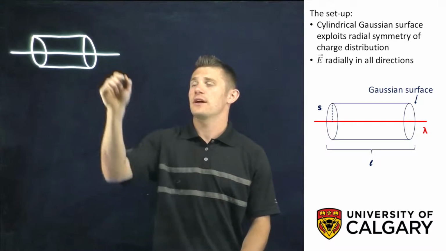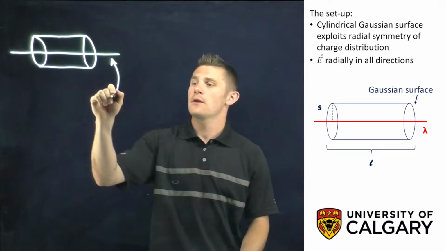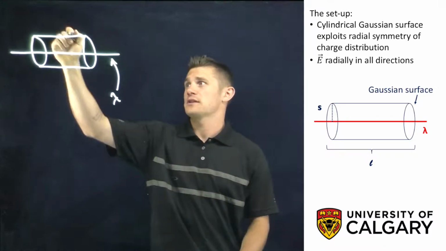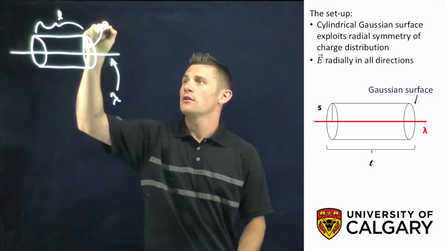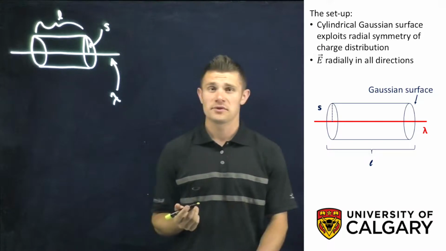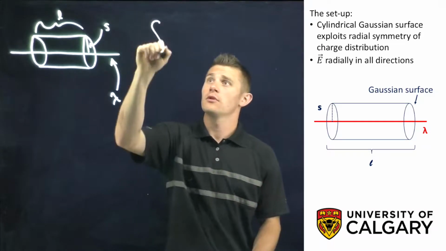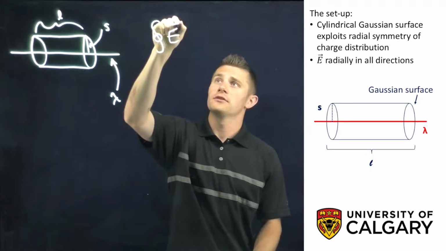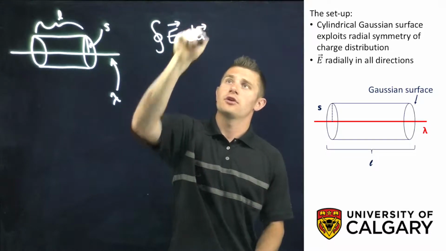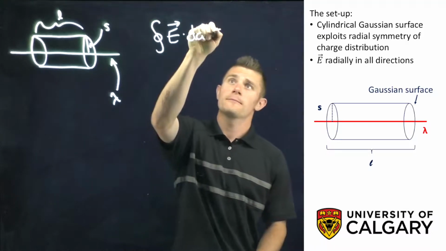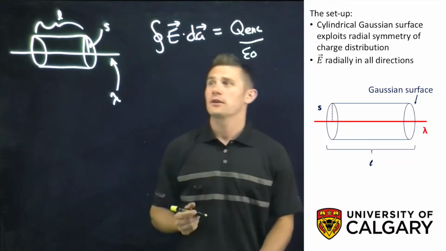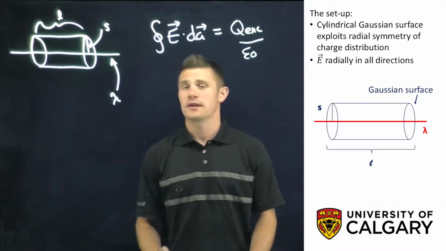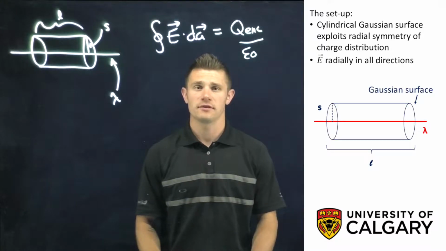The line of charge, we'll say that it has uniform charge density lambda, and we'll say that our Gaussian surface has length L and radius S. Now we'll also use Gauss's law in its integral form, which says that the electric field dotted with the infinitesimal area vector is equal to the enclosed charge over epsilon naught. And using this equation and this setup, we'll be able to find the electric field outside the infinite line of charge.